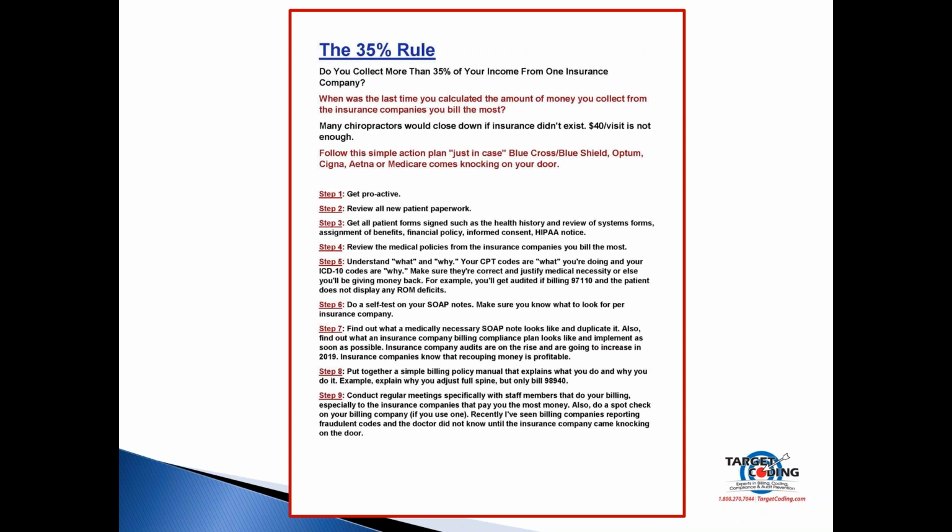Step 7, find out what a medically necessary SOAP note looks like and duplicate it. Also, find out what the insurance company billing compliance plan looks like and implement it as soon as possible. Audits are increasing. Step 8, put together a simple billing policy manual that explains what you do and why you do it. Example, if you adjust full spine and you're only billing 98940, explain the reason for that, just in case somebody comes knocking on your door.